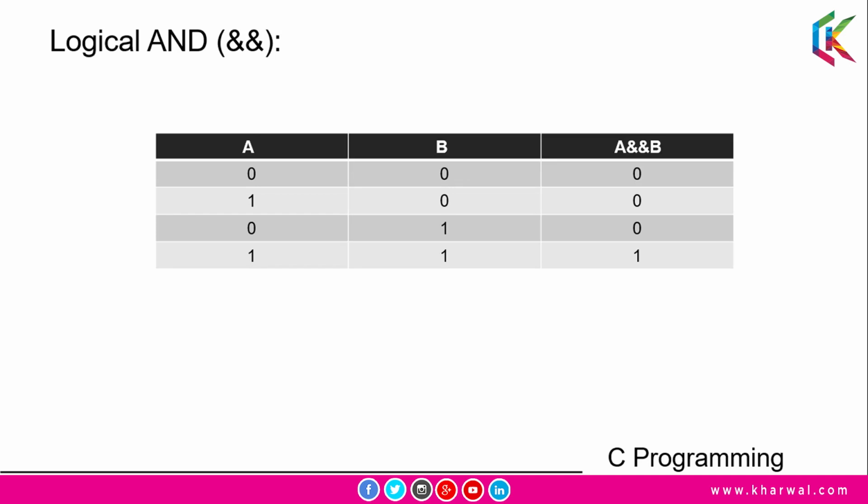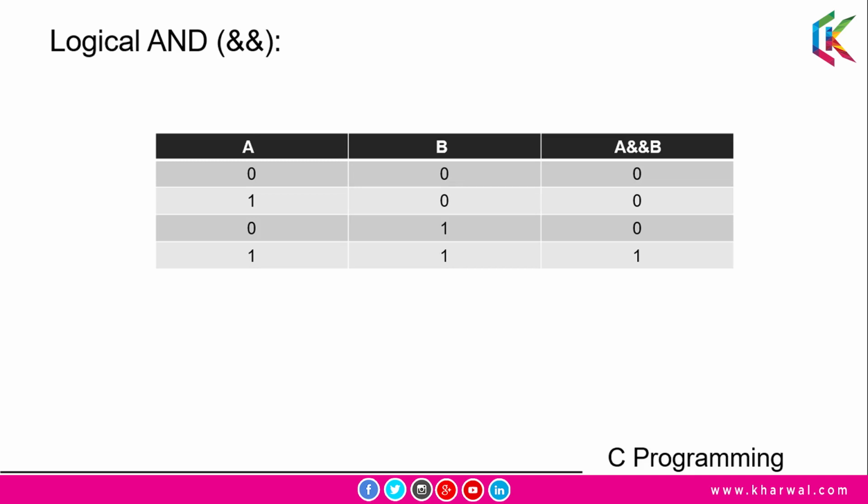In the logical AND operator, if operand A is 0 and operand B is also 0, then A logical AND B will be 0. If A is 1 and B is 0, then output will be 0. If A is 0 and B is 1, then A logical AND B will be 0. And if both A and B operands are 1, then output will be 1. So we can say that if both operands are 1, then output will be 1. Otherwise, we will get 0 or false.